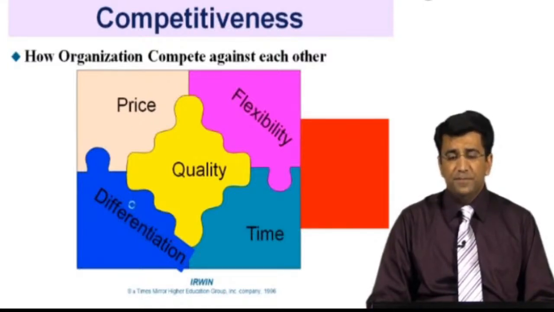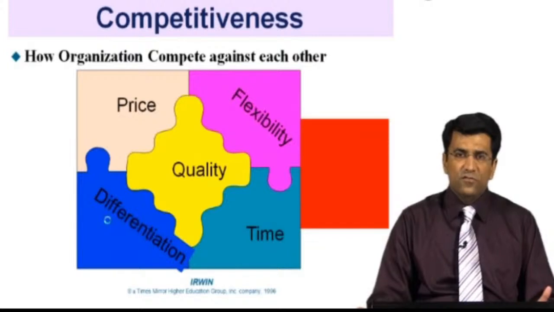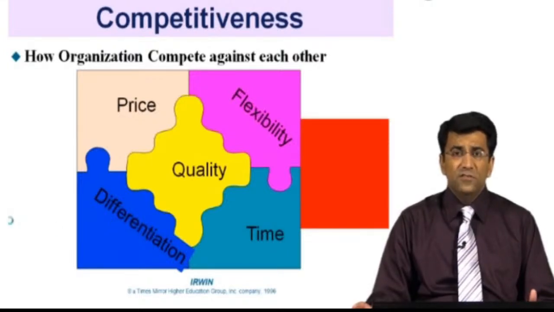The next important dimension of competitiveness is differentiation. Differentiation means how the organization will be able to add different features and different attributes to their products, so their product will be different from that of competitors. So it is very important for organizations to add something to their products and services, so they can have the edge over their competitors. So this is differentiation, and differentiation may be a very important source of competitive advantage for any organization.